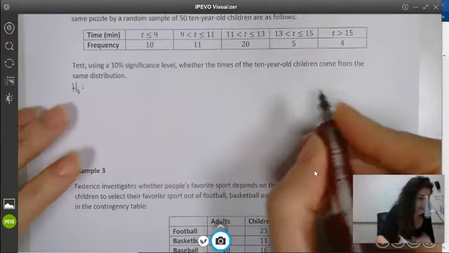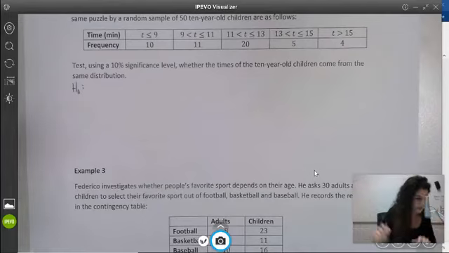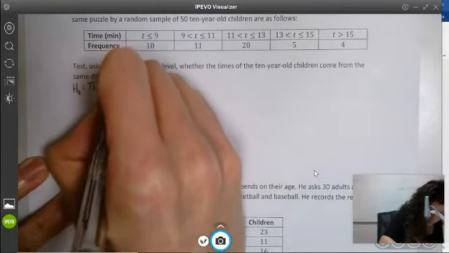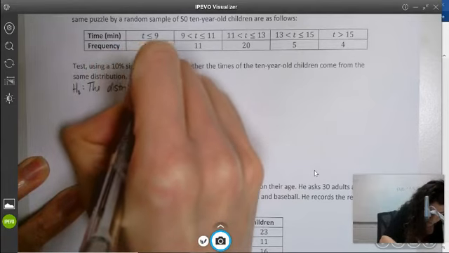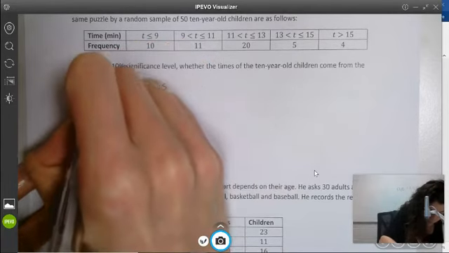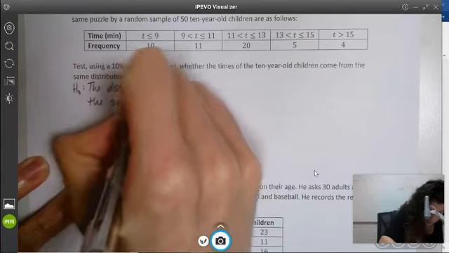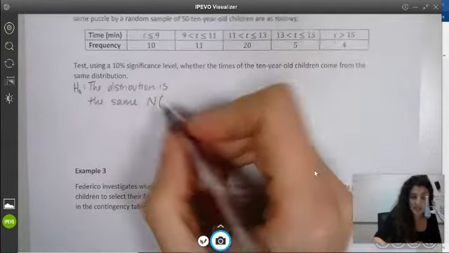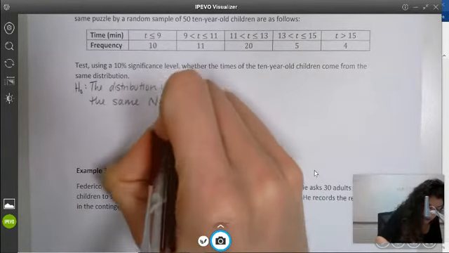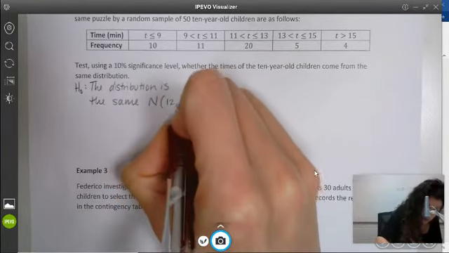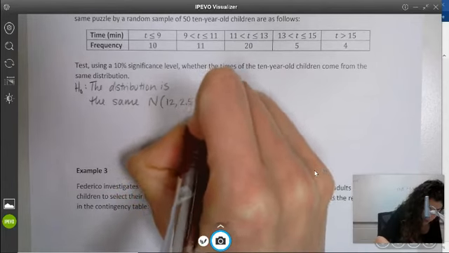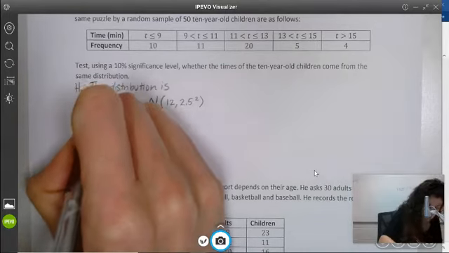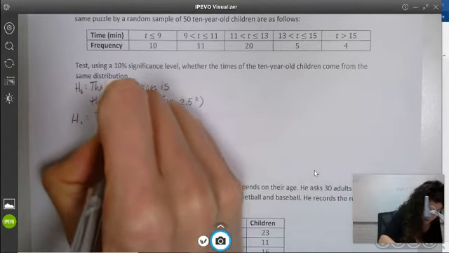So your null hypothesis is that it's the same distribution. Everything stays the same. The distribution is the same. We can even write it in our normal distribution notation. So that's N parentheses, and then we put our average, which is 12, and then our variance, which is 2.5 squared. So then our alternative hypothesis is the distribution is not the same.